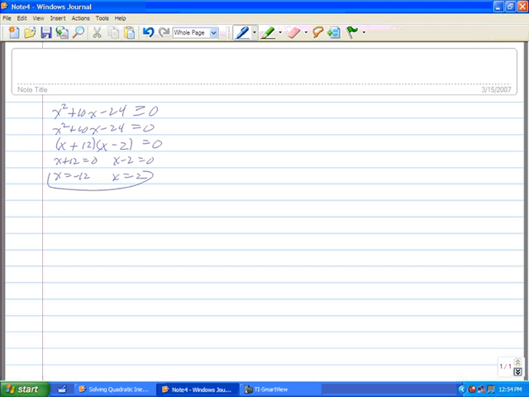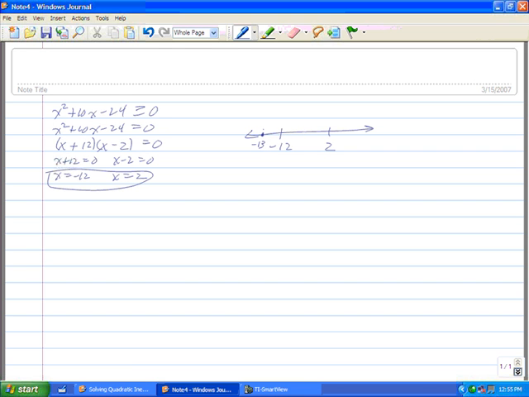Now that's the equality portion. So what we know is that the real number line has been cut at negative 12 and at positive 2. So I've got 1, 2, 3 intervals to check. Down here in this interval, we'll go with negative 13.